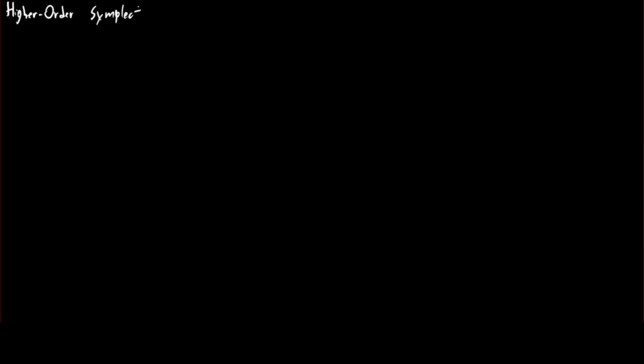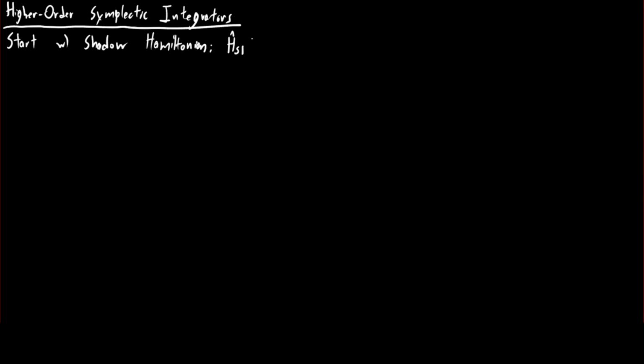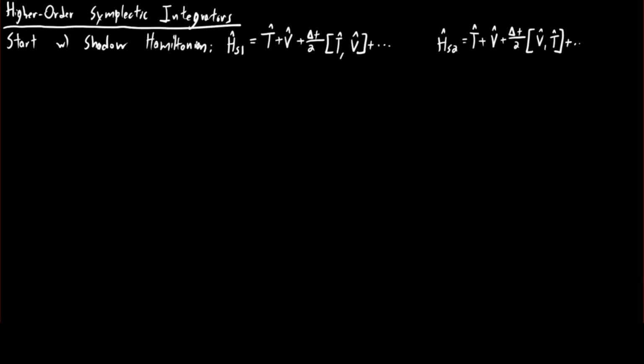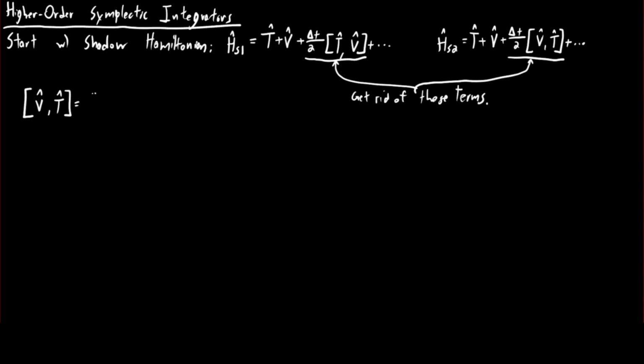Speaking of higher order methods, is it possible to create a higher order symplectic method? The answer is yes, but the process is a little weird. To construct a higher order symplectic integrator, you take the shadow Hamiltonian of your current integrator and try to get rid of the lowest order terms that don't show up in your real Hamiltonian. For example, take the shadow Hamiltonians of the semi-implicit Euler methods. We want to get rid of this delta t times the commutator term.